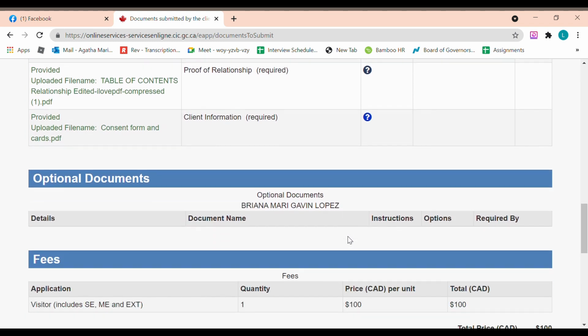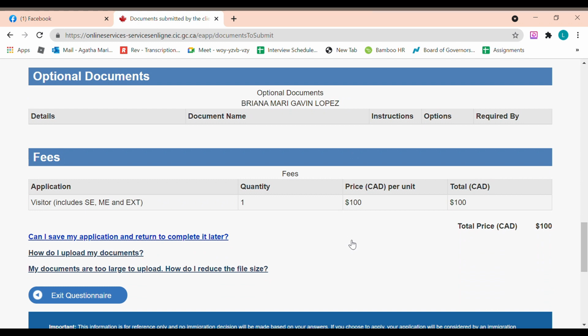I think that's it. And these are the fees that you would have to pay. I paid $100 for her for this application, and I submitted it online.